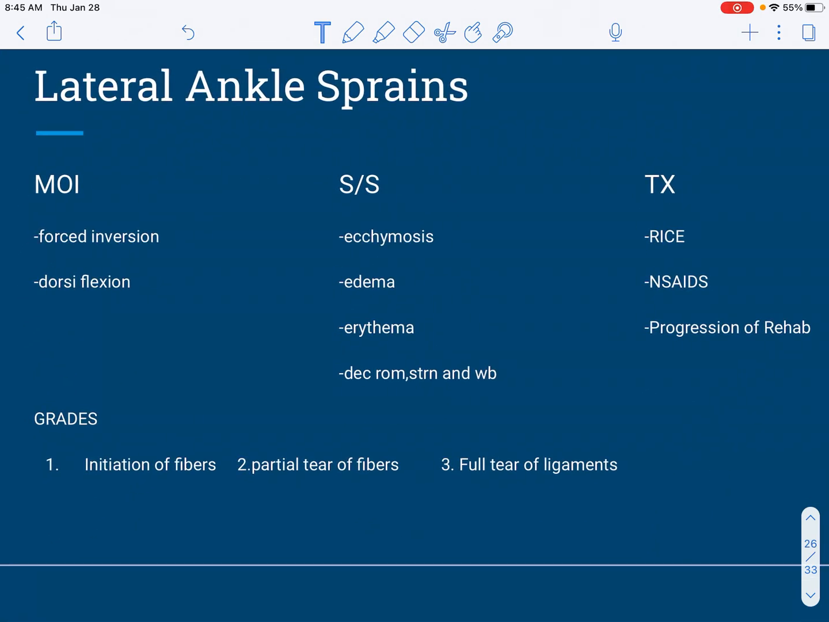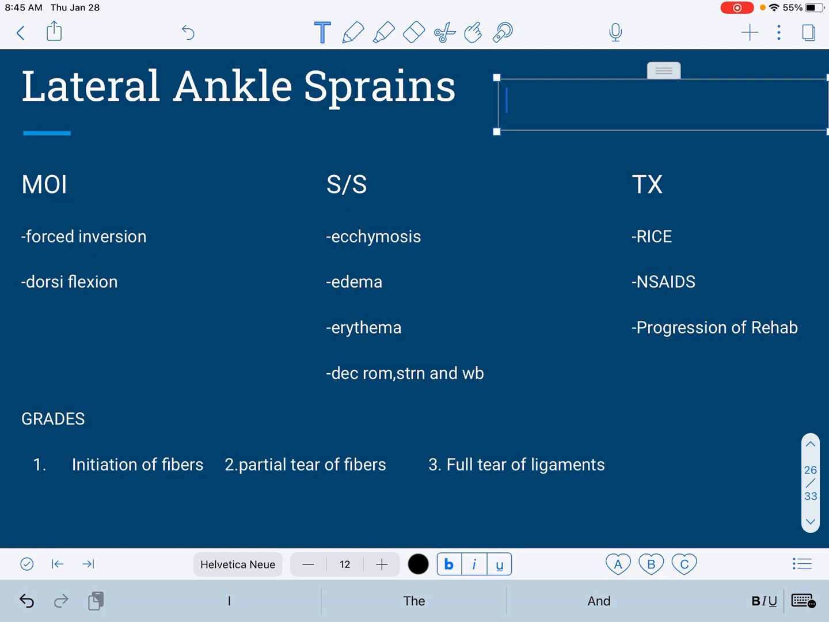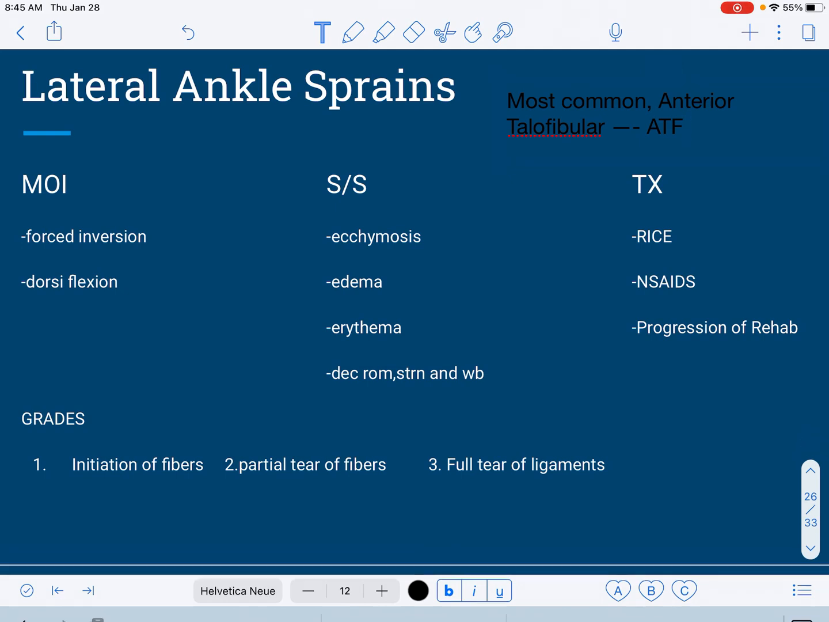All right, moving on to ankles. So, lateral ankle sprains. We got the most common, right? I think we talked about this. The most common sprained ligament in the body is the ATF, the anterior talofibular ligament. Forced inversion or dorsiflexion. So signs and symptoms, right?